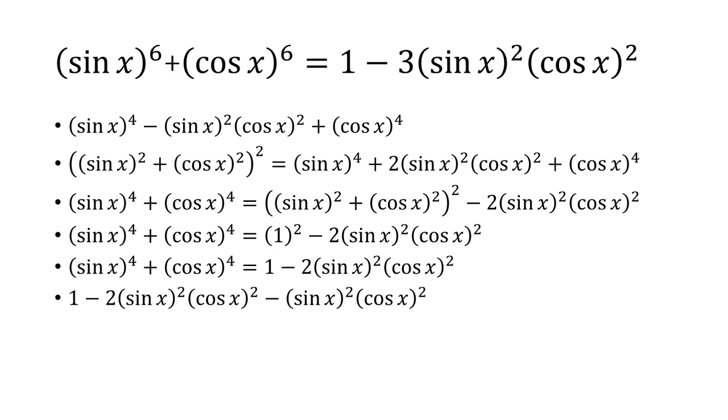And so you have negative 2 sine squared cosine squared minus sine squared cosine squared. That can be simplified into negative 3 sine squared cosine squared, with the 1 being in front. And so this completes the proof.